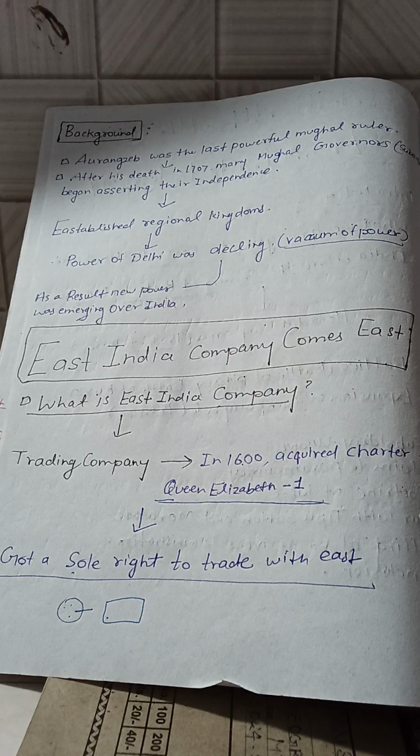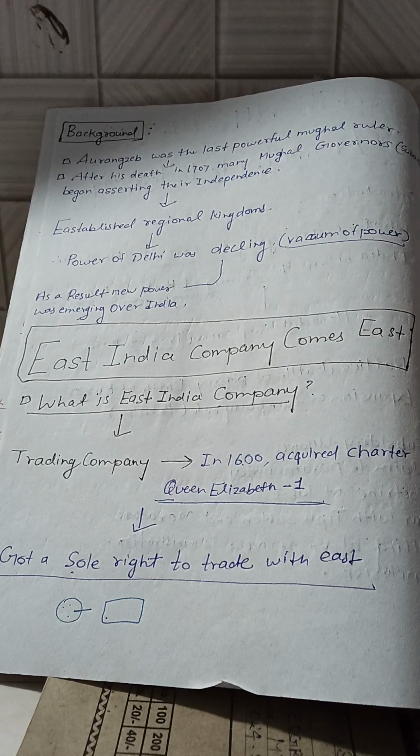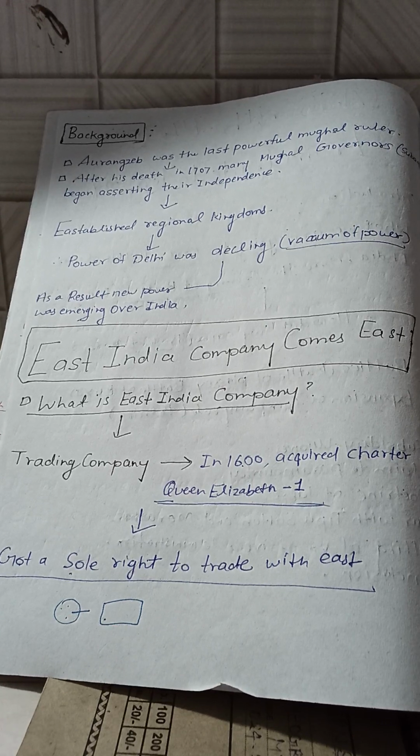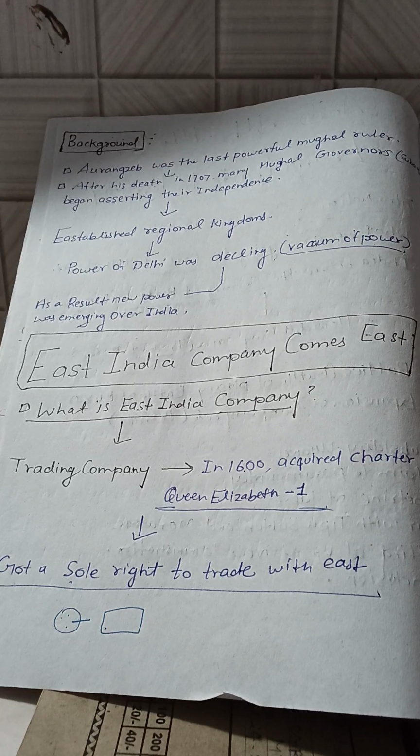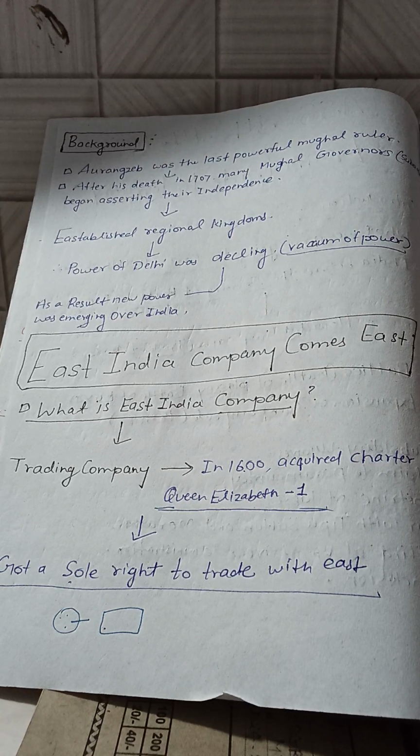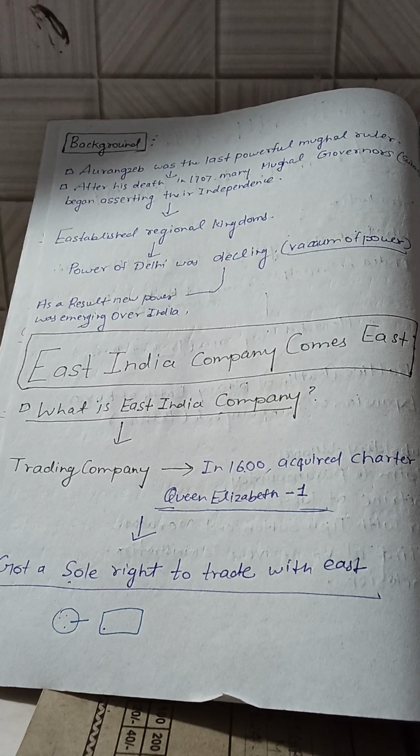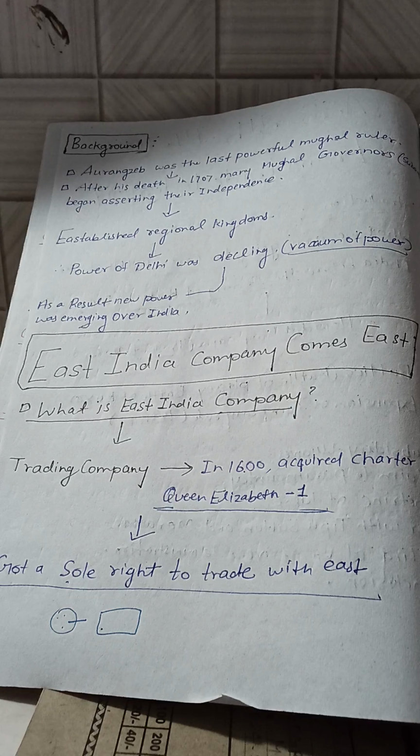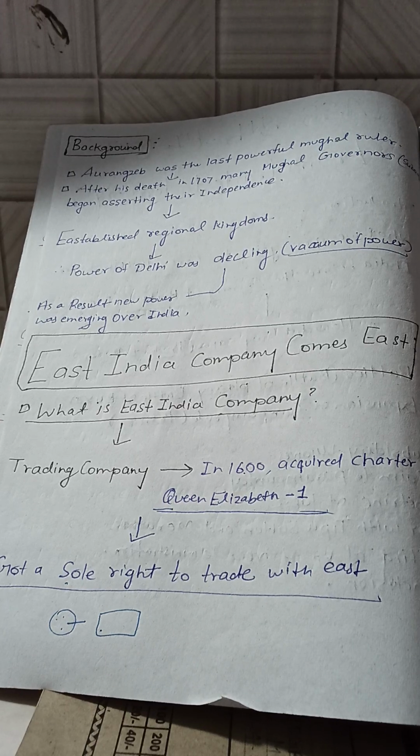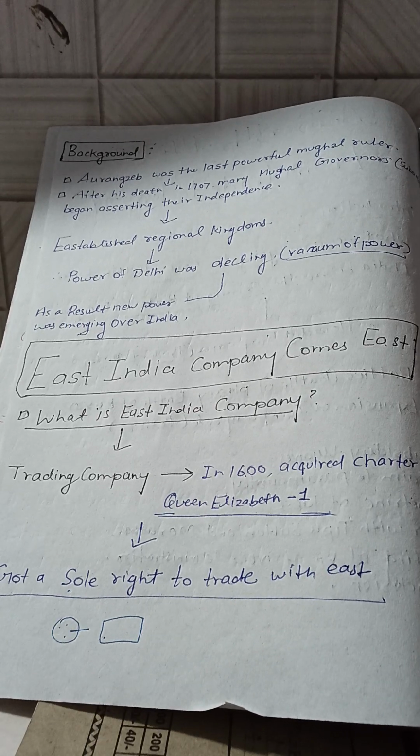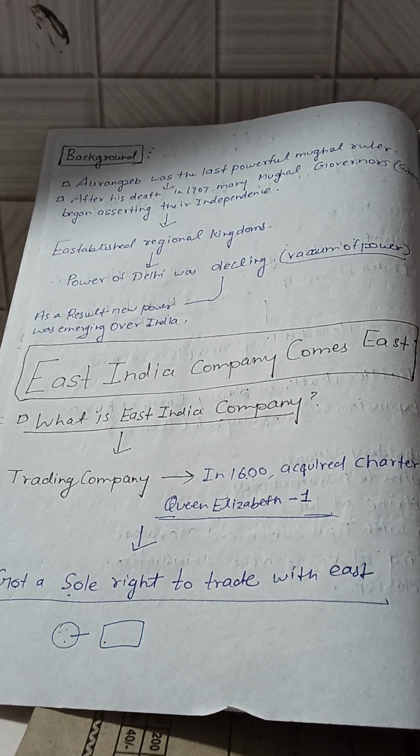But what happened about that? What happened to the dominance of the Mughal empire over the nation? After his death in the year 1707, many Mughal governors called Subedars began asserting their independence. That means they were demanding to be independent. They didn't want to live together. They wanted separation. They wanted to make their own kingdom, to establish their regional kingdoms.